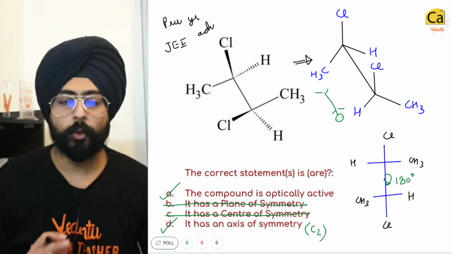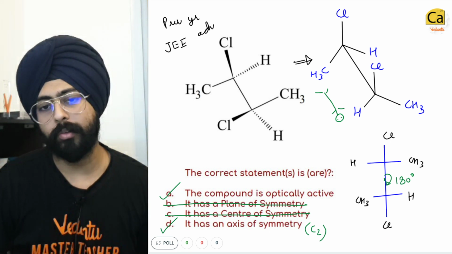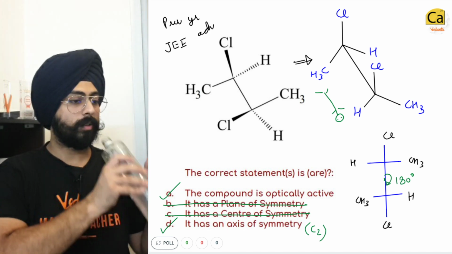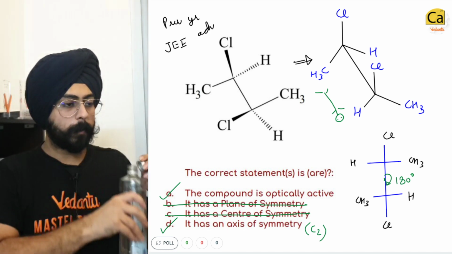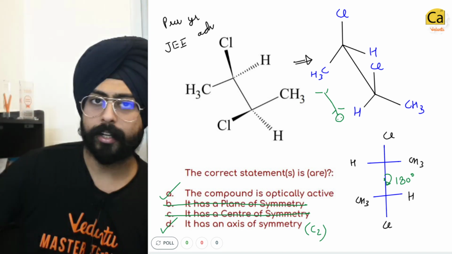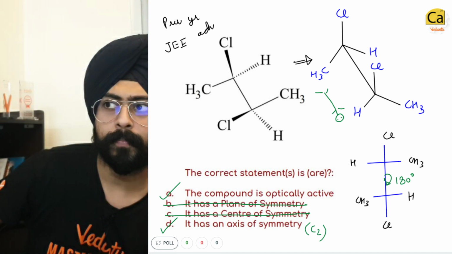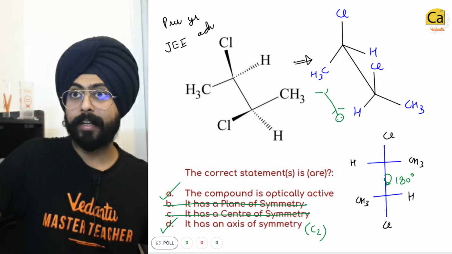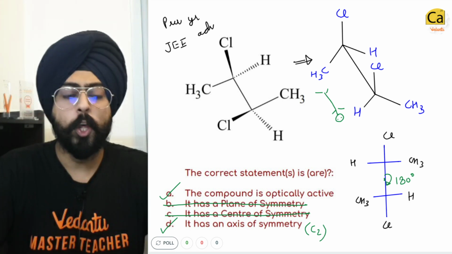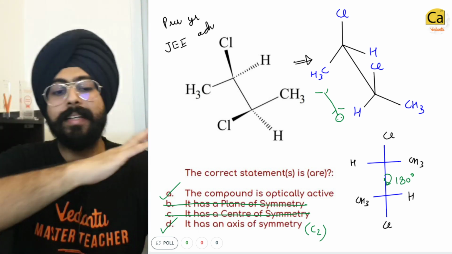There is no center of symmetry in this particular molecule. You can investigate as much as you want to check that out. Abhijit, see, if this compound is optically active, it implies there is no plane of symmetry and no center of symmetry. If there is no plane of symmetry and no center of symmetry, it implies the compound is optically active. These things go hand in hand. So if option A is correct, options B and C cannot be correct.